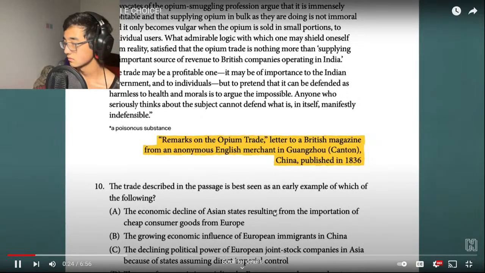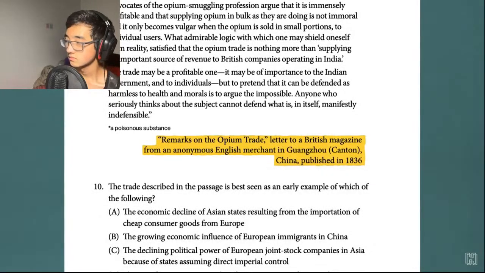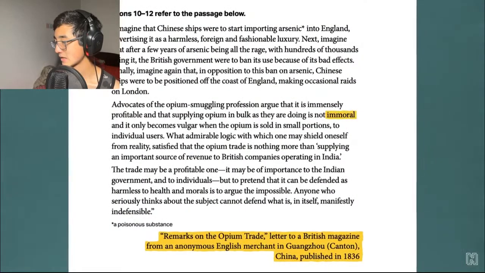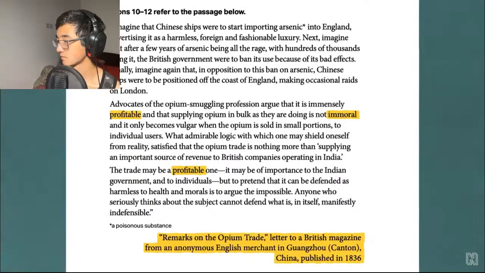The opium trade, in a letter to a British magazine from an anonymous English merchant in China, published in 1836. Now, if you know what you need to know from class, you know something already about the Opium Wars and the opium trade, but what I want to emphasize here is that it is from an anonymous English merchant. And that's important because if somebody is publishing something anonymously, it's probably because they don't want to be known, and that means they're probably going to be critical of whatever it is they're talking about. And I'm right. If you go ahead and read, this merchant is very critical of the opium trade in China. He says it's immoral, but it is highly profitable. At that point, that's all I need to know.